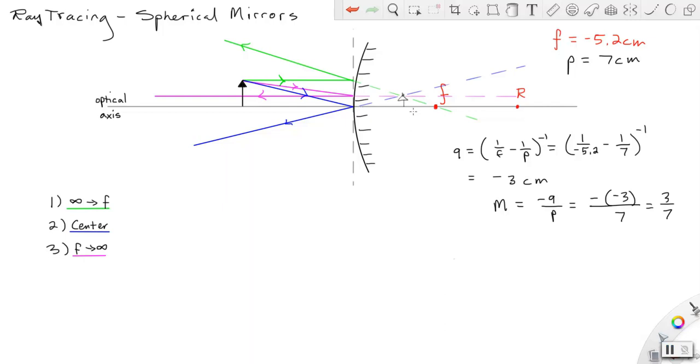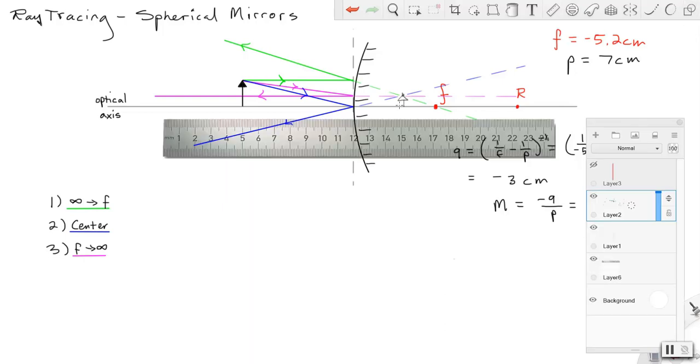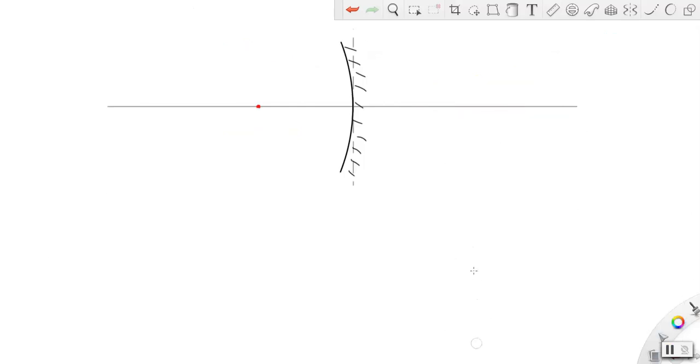But first, let's check how precise we were. We said this is at negative 3 centimeters. So let's double check real quick with our ruler. Plant the ruler down. How close are we? There it is, 12, 13, 14, 15. Pretty close. Not that bad. Okay, now let's move on to our other example.